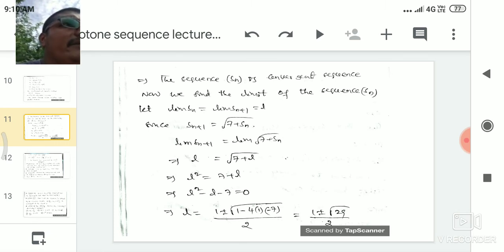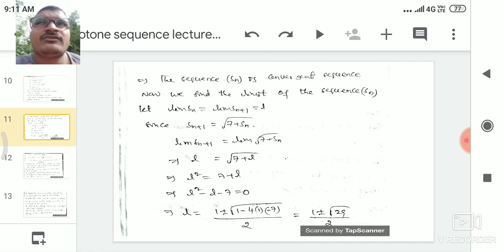For that, consider limit of Sn is equal to limit of S(n+1) is equal to L. Since S(n+1) is equal to root of 7 plus Sn, the recursion formula given, now we apply limit on both sides. Limit of S(n+1) is equal to limit of root of 7 plus Sn. That gives L is equal to root of 7 plus L. Squaring on both sides, L square is equal to 7 plus L. L square minus L minus 7 is equal to 0.